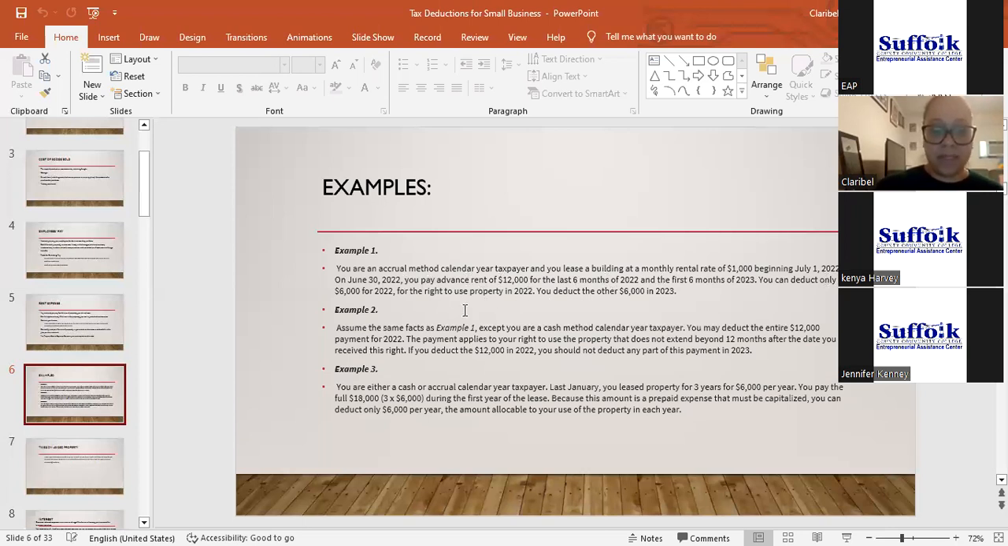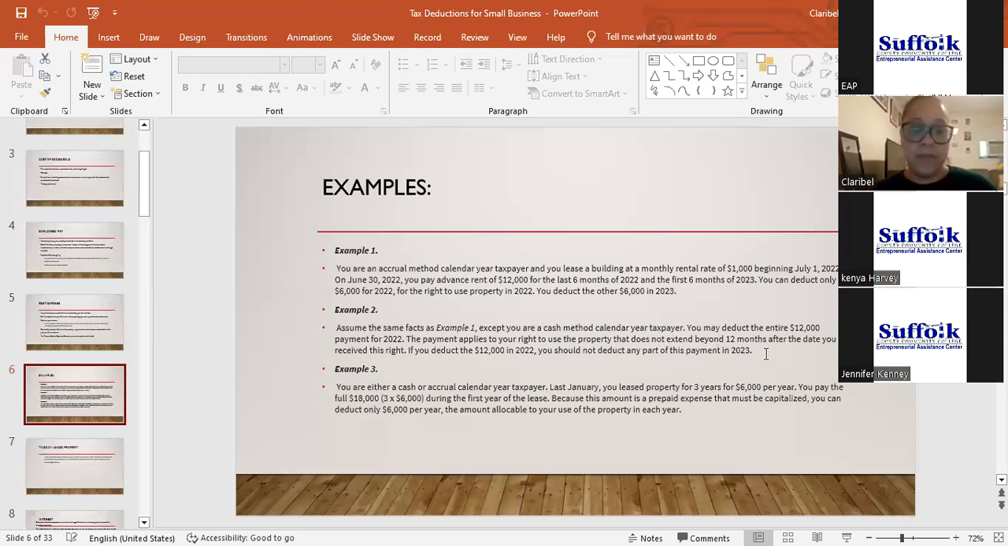So here's another example. Same thing as Example 1, except you're a cash method calendar year person. So you can deduct the $12,000 payment in 2022 because the payment applies to the right to use your property that does not extend beyond 12 months after the date you received this right. If you deduct the $12,000 in 2022, you should not deduct any part of this payment in 2023. So you have the option if you're a cash method payer.